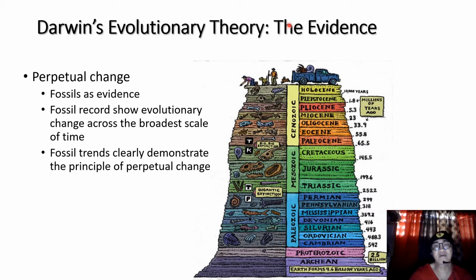Trends are directional changes in the characteristic features or patterns of diversity in a group of organisms. Fossil trends clearly demonstrate Darwin's principle of perpetual change.